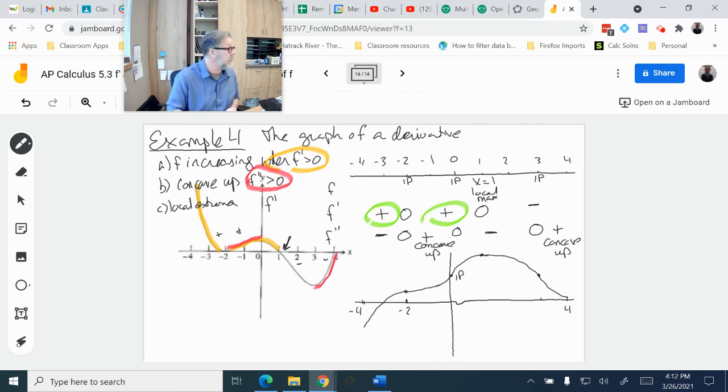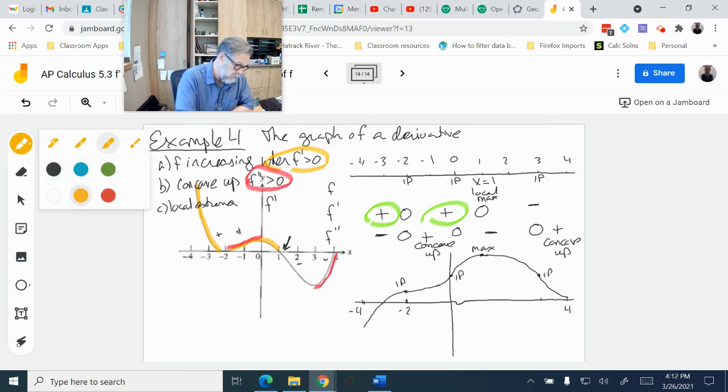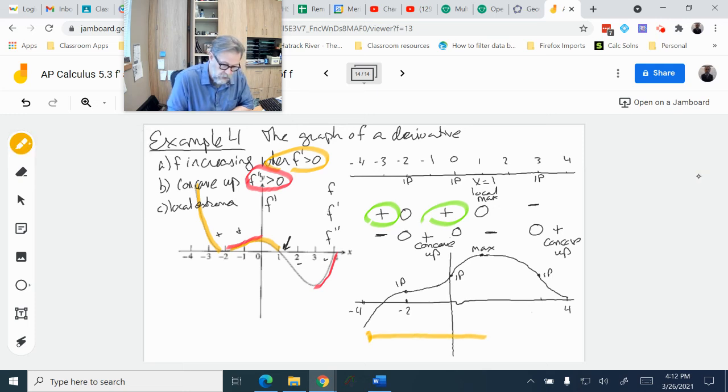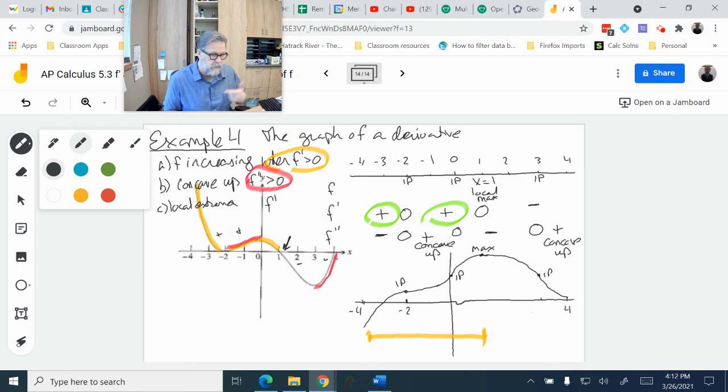Now, we have no idea what our y scale is, but we know that there's an absolute maximum right here, that we've got 3 inflection points where it changes concavity, that the graph has a positive slope and is therefore increasing from here all the way to there and decreasing thereafter. That's probably a pretty reasonable estimate of what this graph looks like, and we found it based on only knowing what the derivative of this function was.